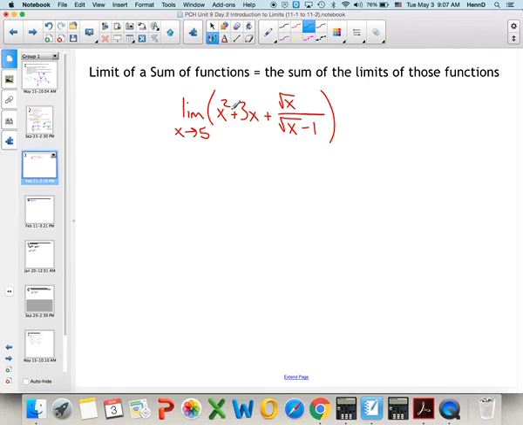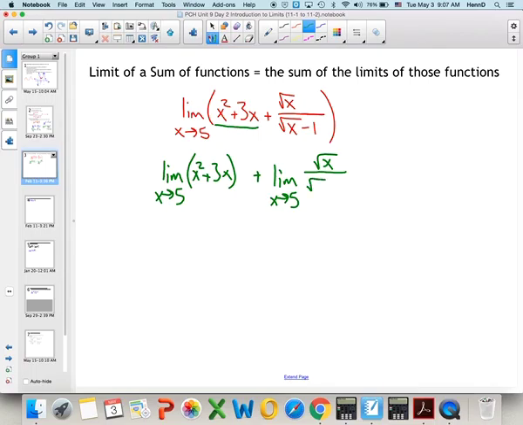So if I want to find this, I could actually group these together. Here's a polynomial function. So I'm going to take the limit as x approaches 5 of x squared plus 3x, and then I'm going to add to that the limit as x approaches 5 of square root of x over square root of x minus 1. Now, as you get more comfortable, you may not write this out, but you're at least going to be thinking this.